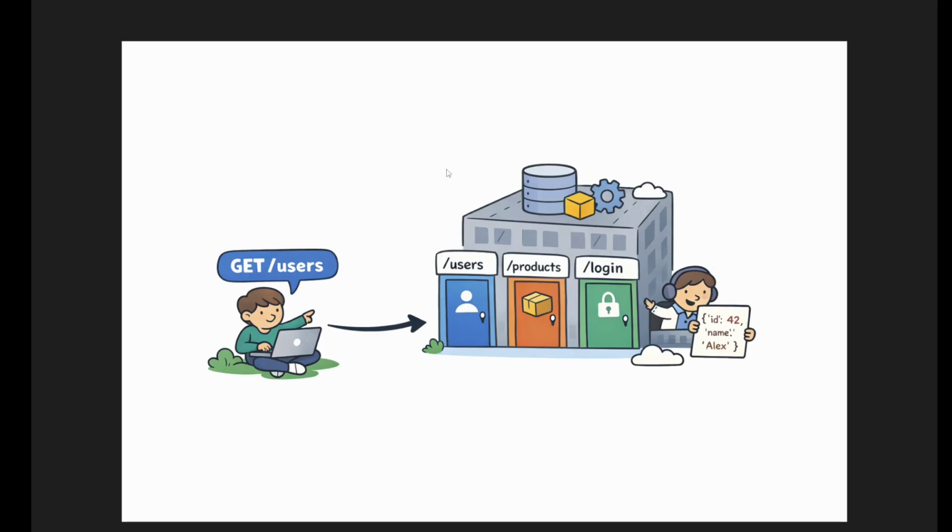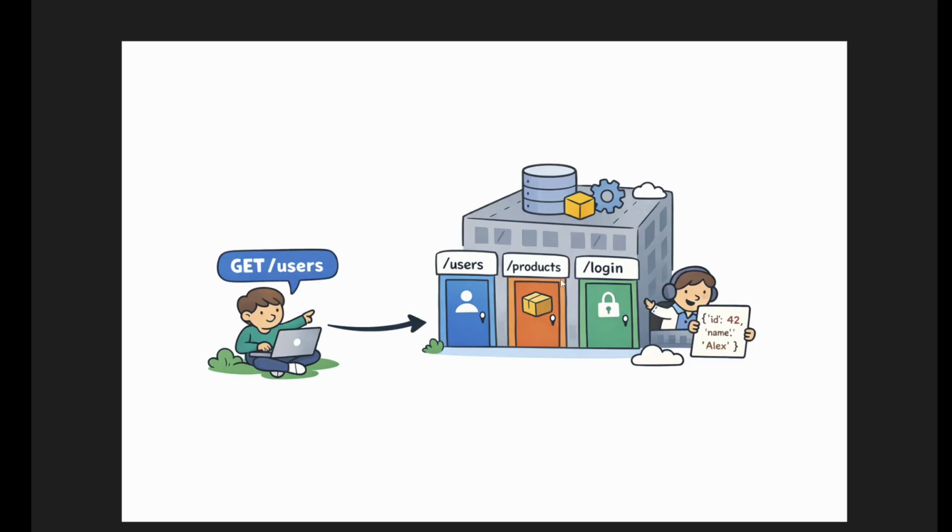Now let's see this side of the image. You see a building. The building represents the server. Notice that the building has multiple doors. Each door has a label. Users, products, login. These doors are called API endpoints. An API endpoint is a specific URL that is responsible for one specific job.